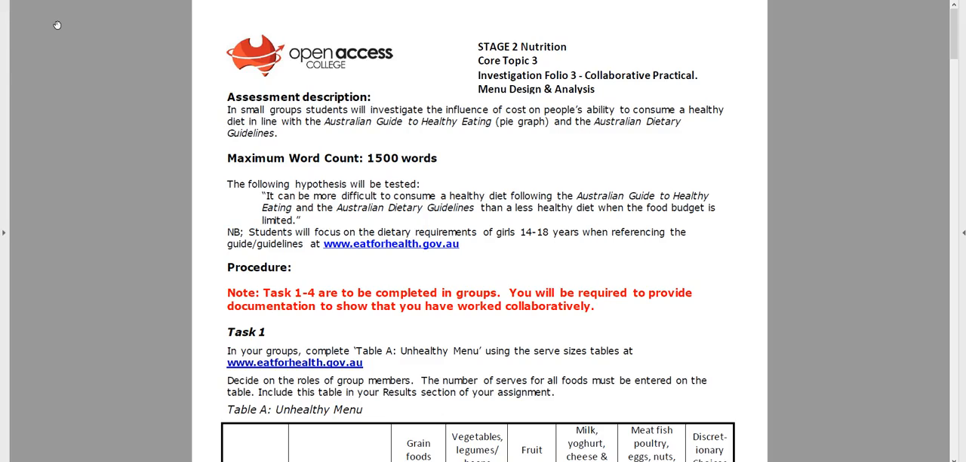So one thing that I did want to talk about, so we are not going to change the deadline. The deadline will stay at the end of week 10.